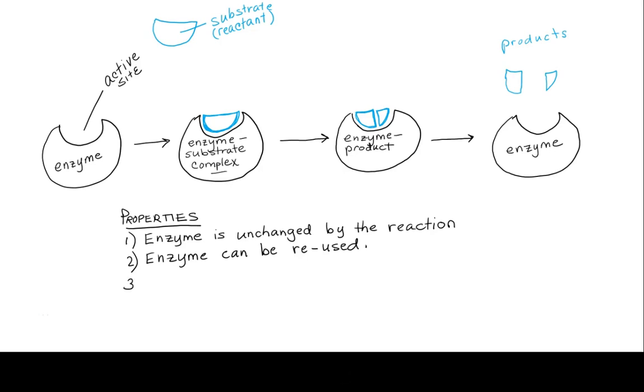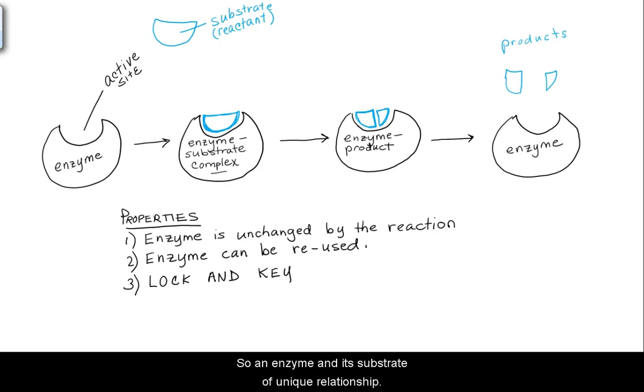And number three, enzymes are kind of like a lock and key. An enzyme and its substrate bind together like a lock and key. Because of the unique shape of each active site, only one substrate fits into the active site, and only one chemical reaction can be catalyzed by one enzyme. So an enzyme and its substrate have a unique relationship. The enzyme is the lock, and its substrate is the key. For example, the enzyme catalase specifically recognizes hydrogen peroxide and will not bind to any other substrate.